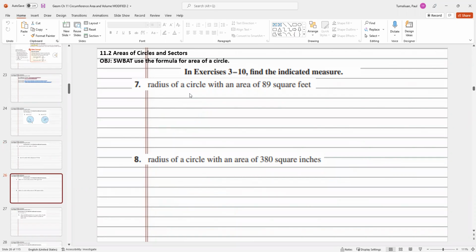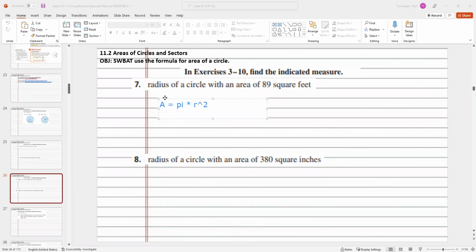So here you're working backwards. So they give us the area. So we want to find the radius of a circle with an area of 89 square feet. So they give us the area and we want to find the radius. So same thing, you just write the formula. Area equals pi r squared.